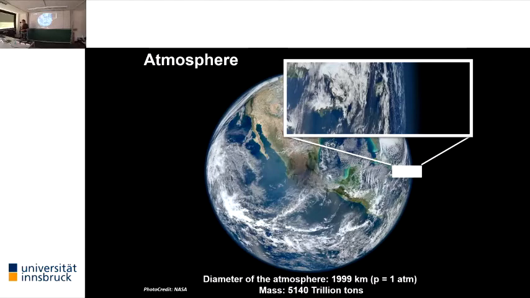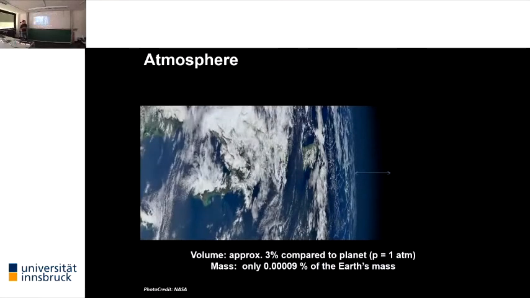Sounds a lot, but if you compare it to the other compartments of the Earth, the volume would be just 3% of the whole planet, so a very low volume. The mass even less. And so why am I showing this? Well, what does that tell you? Any environmental change in our planet mostly manifests itself the fastest in the atmosphere because it's the smallest compartment, followed by the oceans and then the rest of the planet.